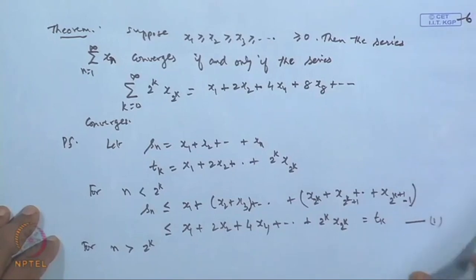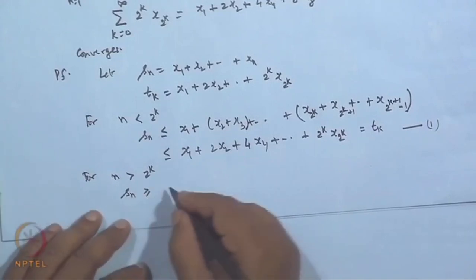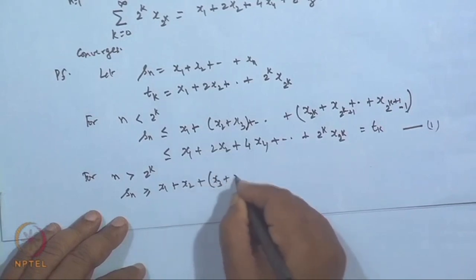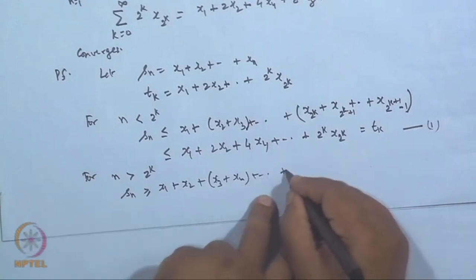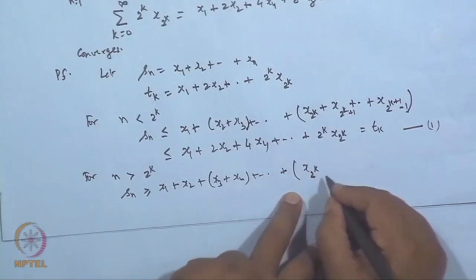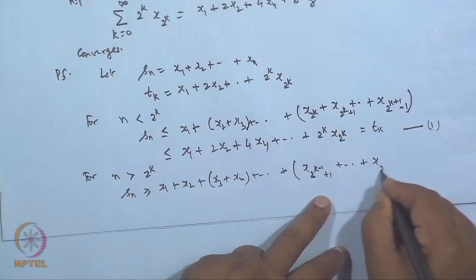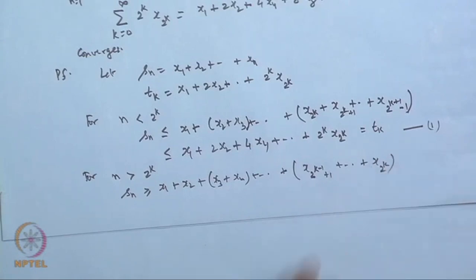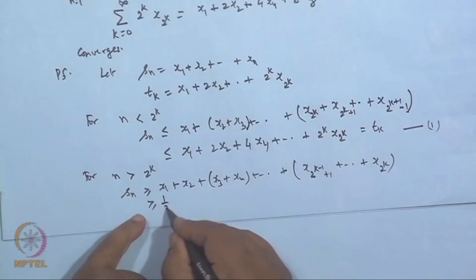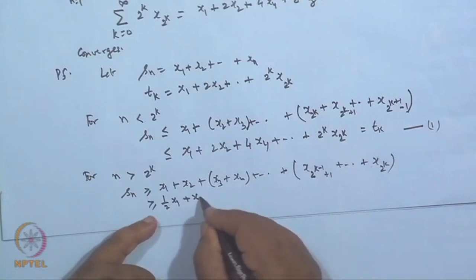And then again you rewrite suitably. Sn can be written as greater than or equal to x1 plus x2, and then combine this term x3 plus x4 like this, and the last term starts with x_(2^(k-1)+1) and goes up to x_(2^k). So what happened is this is greater than or equal to, now let us write x1 is obviously greater than half of x1, is it not? Because it's a positive term. Then x2 remains as it is.